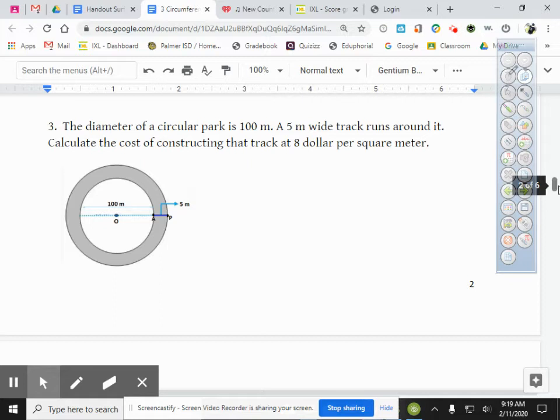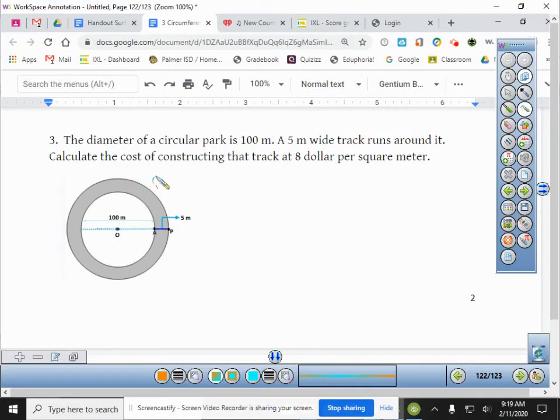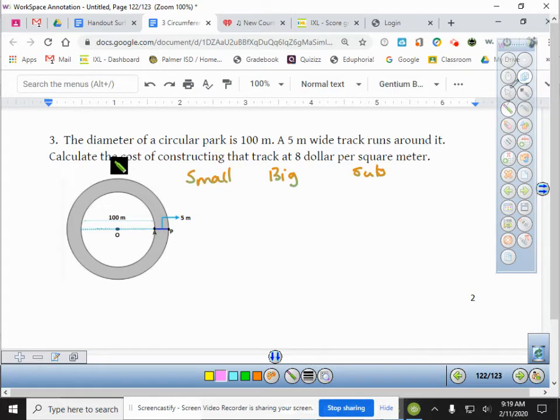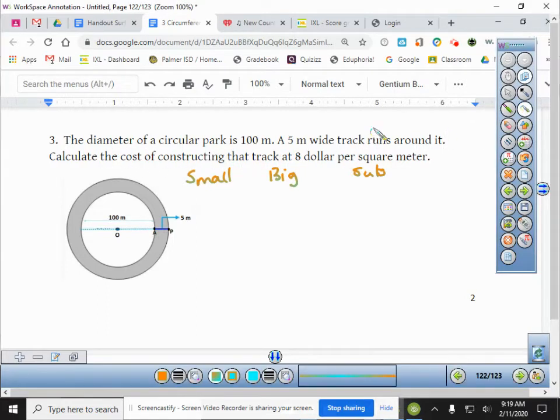Talk to me. It's 50. You gotta find the small one first. The diameter. What's our plan? We're going to find the small and the big. Then we're going to subtract. Then what are we going to do? Then we're going to times it by 8. Calculate the cost. There you go.